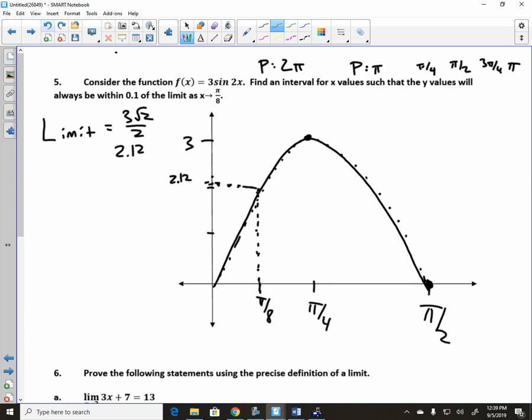Okay, so what do I do from here? I've got my drawing. Now what? Good. 2.22. What else? 2.02. What do I do now? Three sine of 2x is equal to 2.22.